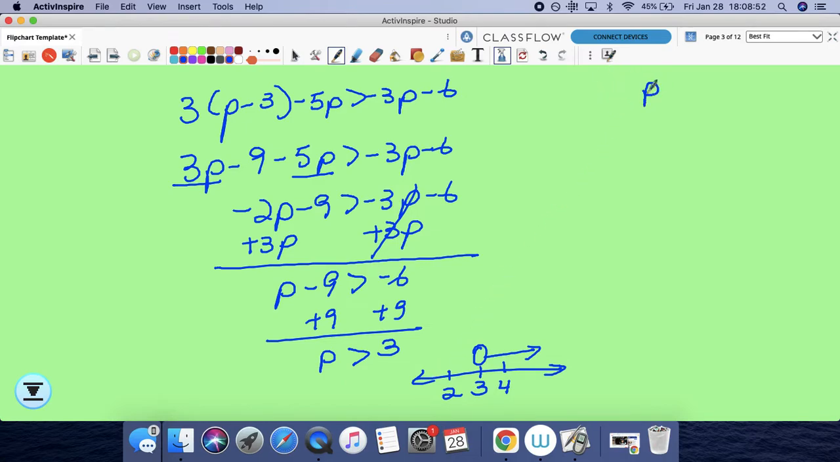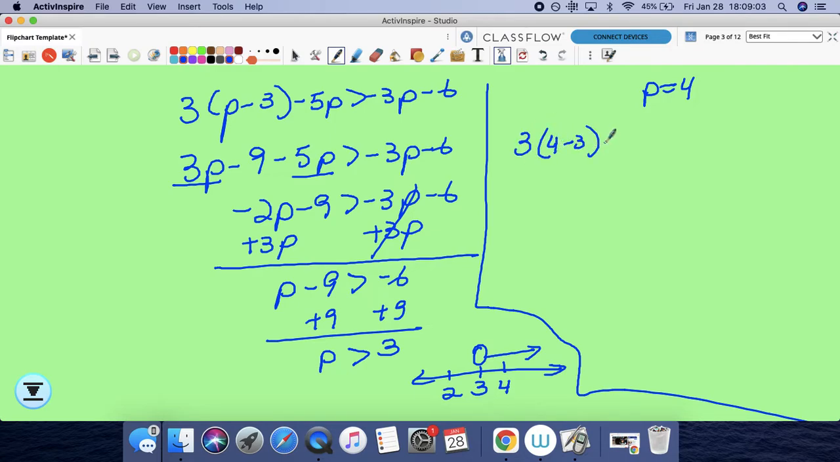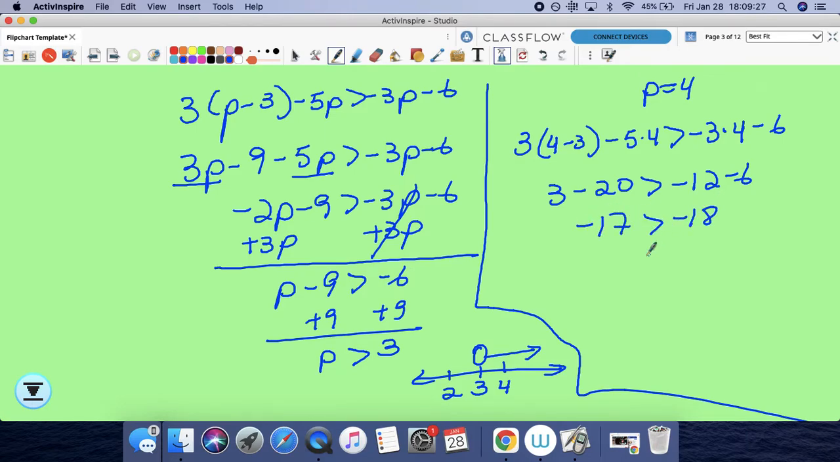Well, let's select p equals 4. No point picking a number higher. So we get 3 times 4 minus 3. So this is my check. Minus 5 times 4 greater than negative 3 times 4 minus 6. So 4 minus 3 is 1. Times 3 is just 3. Minus 20. On this side, negative 3 times 4 is negative 12. And then you're going to subtract 6. This gives me negative 17, which is greater than negative 18. Very, very true. Okay.